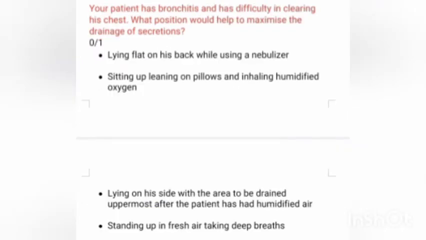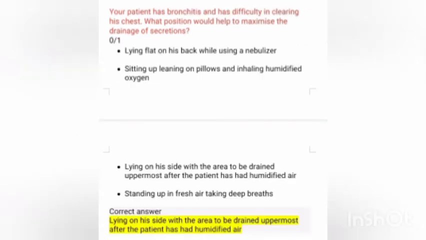Next question, your patient has bronchitis and has difficulty in clearing his chest. What position would help to maximize the drainage of secretions? Option A, lying flat on his back while using a nebulizer. Option B, sitting up leaning on pillows and inhaling humidified oxygen. Option C, lying on his side with the area to be drained uppermost after the patient has had humidified air. Option D, standing up in fresh air, taking deep breaths. As you can see, the correct answer is lying on his side with the area to be drained uppermost after the patient has had humidified air.